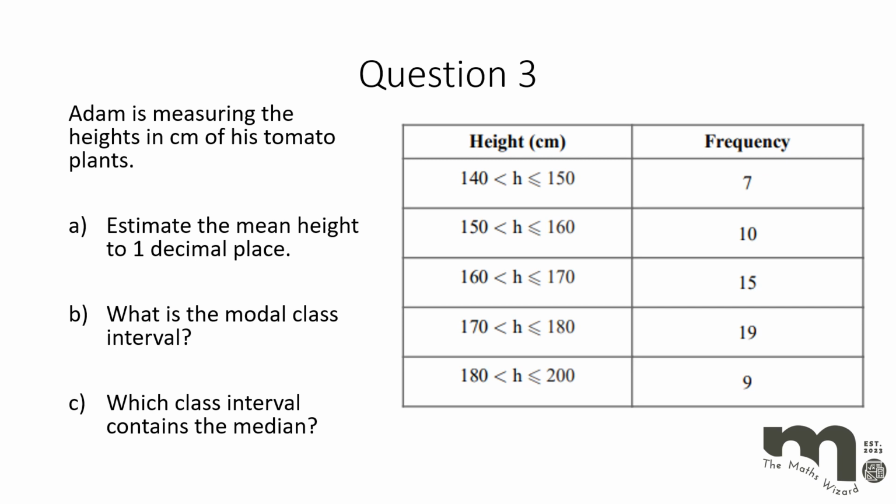So we've got 3 questions here. We want to estimate the mean height, and the reason it's an estimate is because we don't know the exact values. I'd like you to do the modal class interval and work out which class interval contains the median.